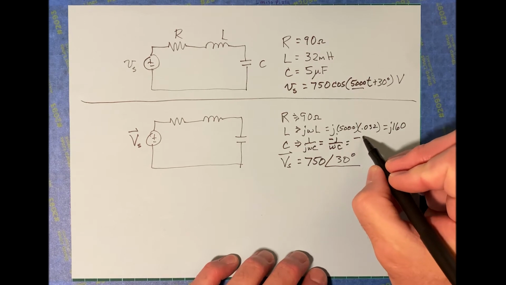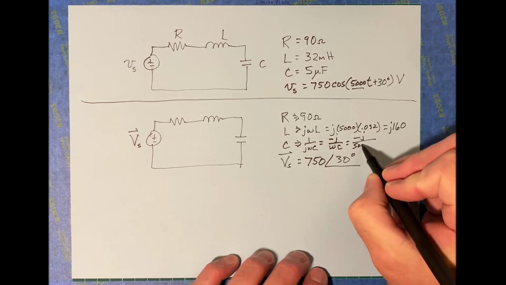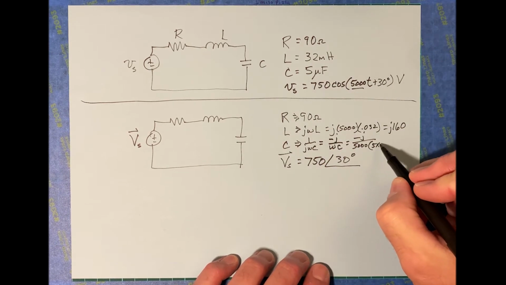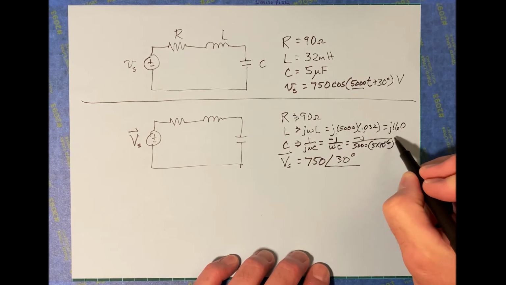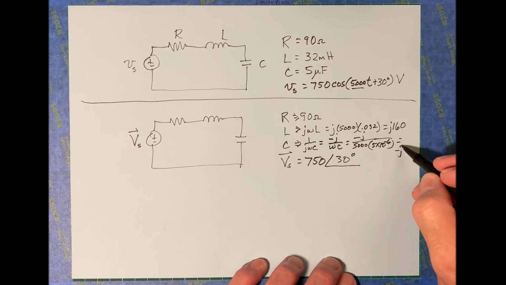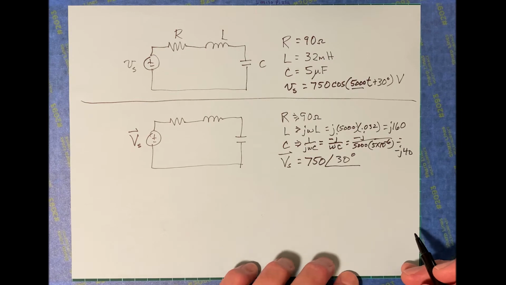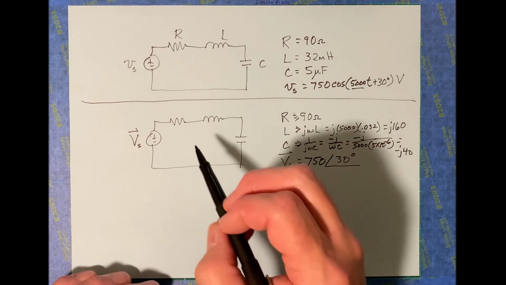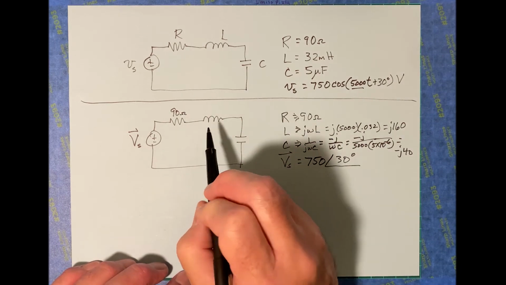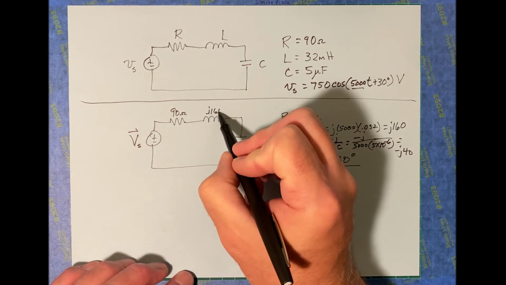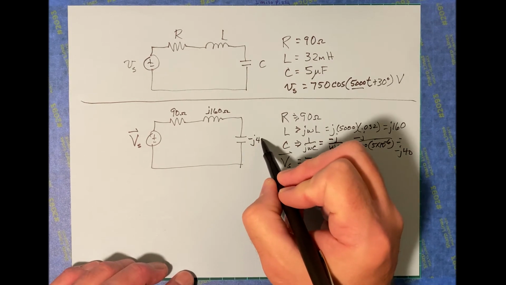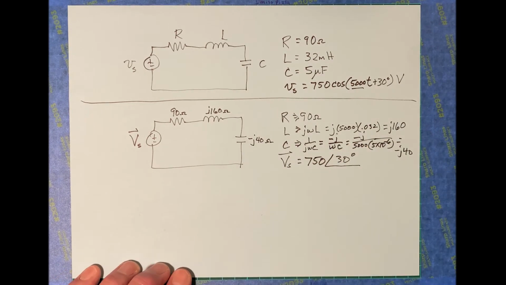Well, what's this going to be? It's going to be minus j over 5,000 times C, and that's 5 times 10 to the -6. That turns out to be negative j40. Okay, so this is 90 ohms. This is j160 ohms, and this is minus j40 ohms, like that.